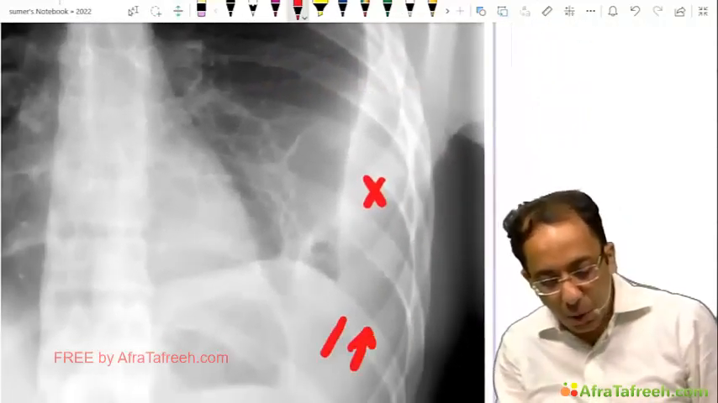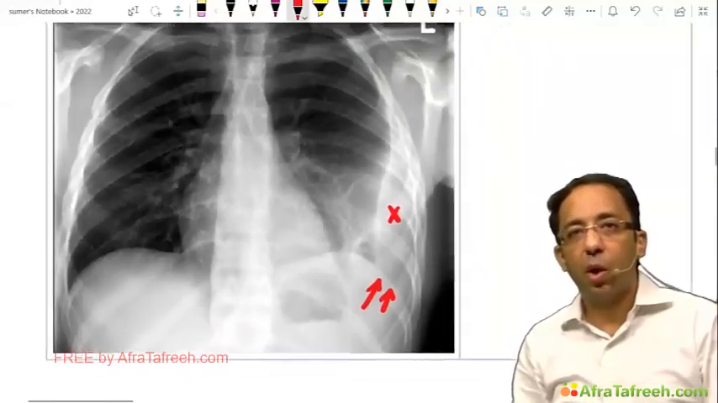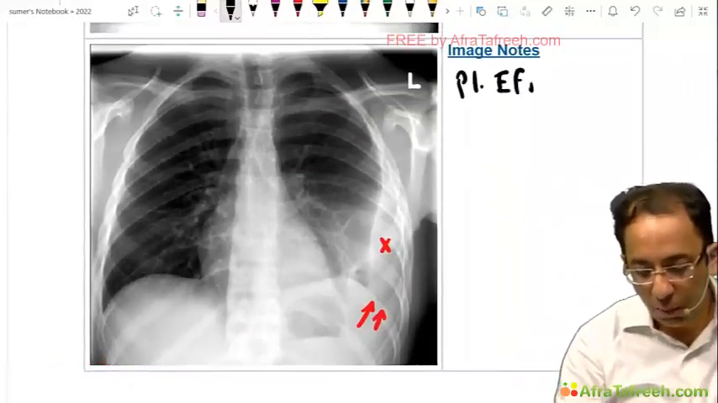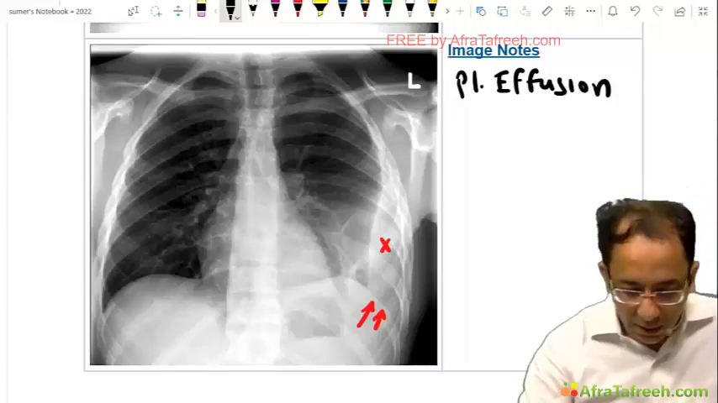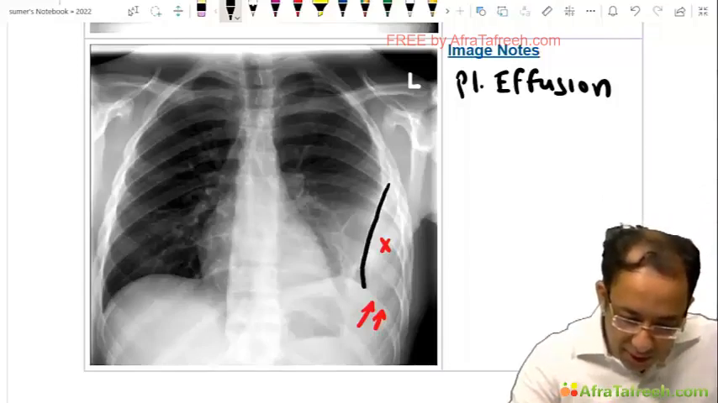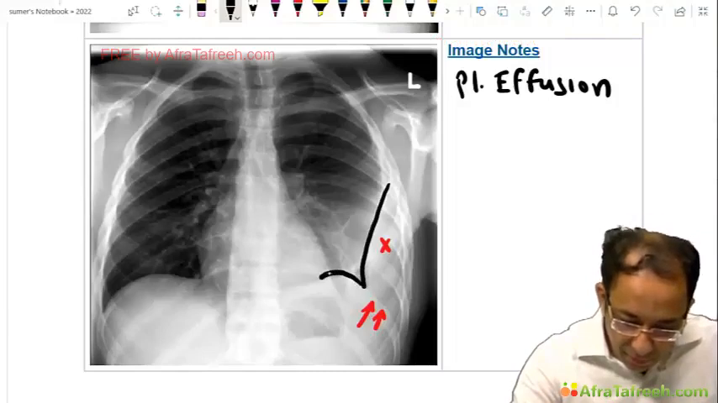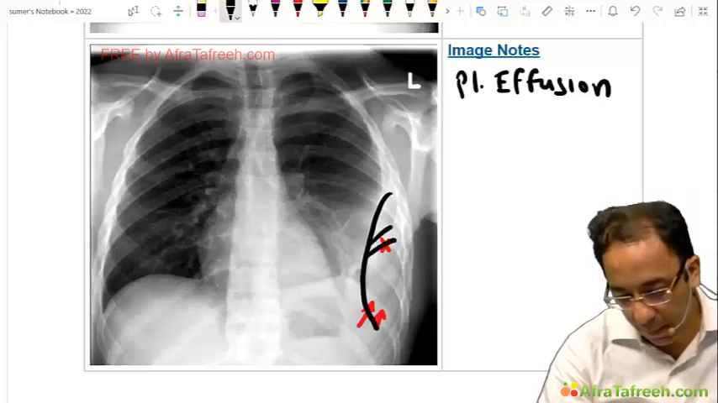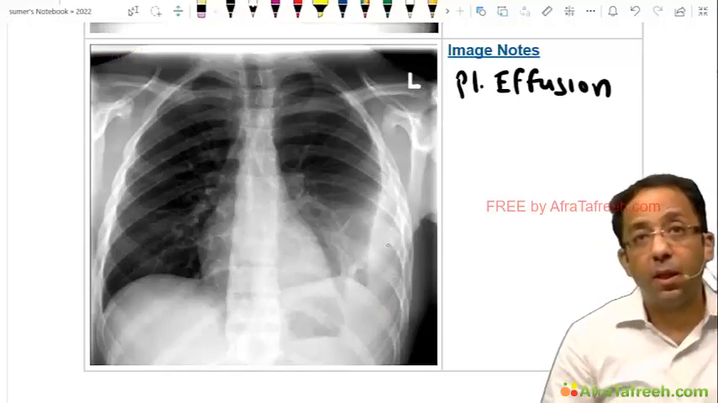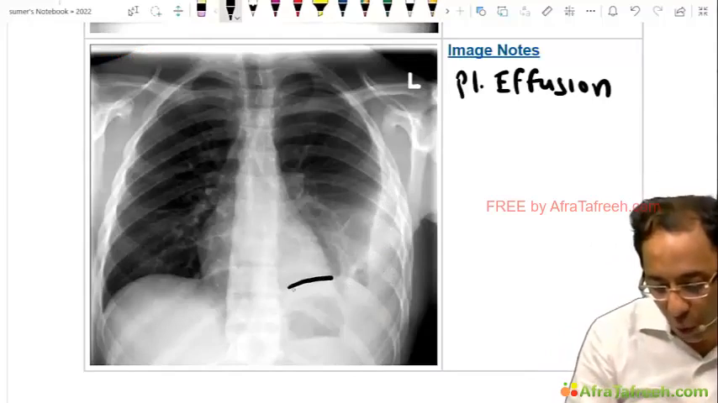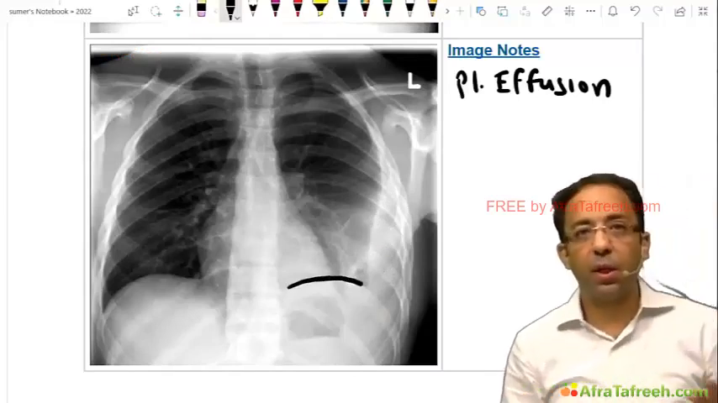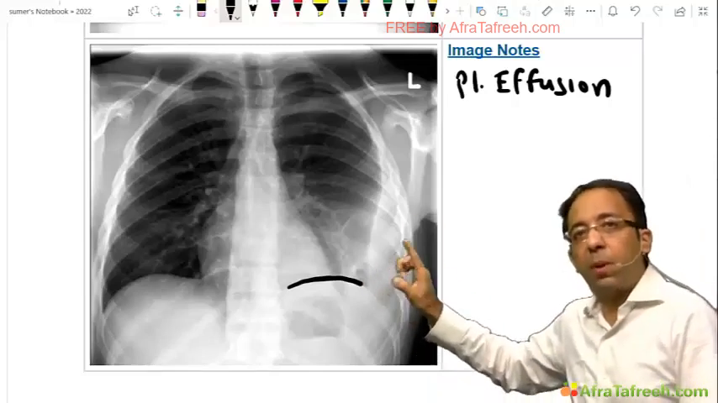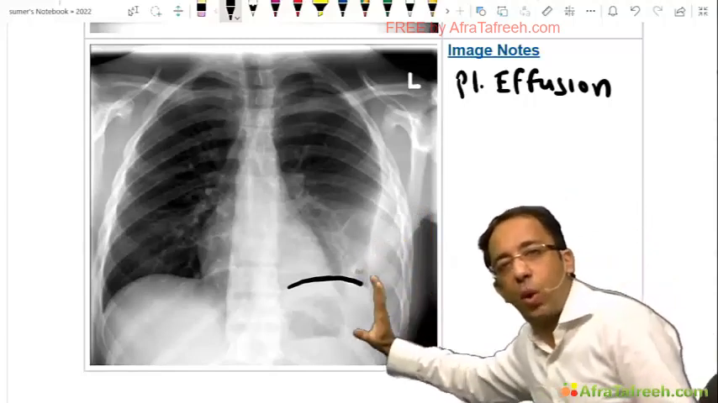CP angle is obscured. There is an opacity obscuring the CP angle. That means there is pleural effusion. But what is the difference? This effusion is collected in this area. If you notice, this effusion is like this. It does not seem to flow over the diaphragm. I'm again repeating, listen to me. CP angle is obscured, there is an opacity here, but it is only till here. It is not going over the diaphragm.